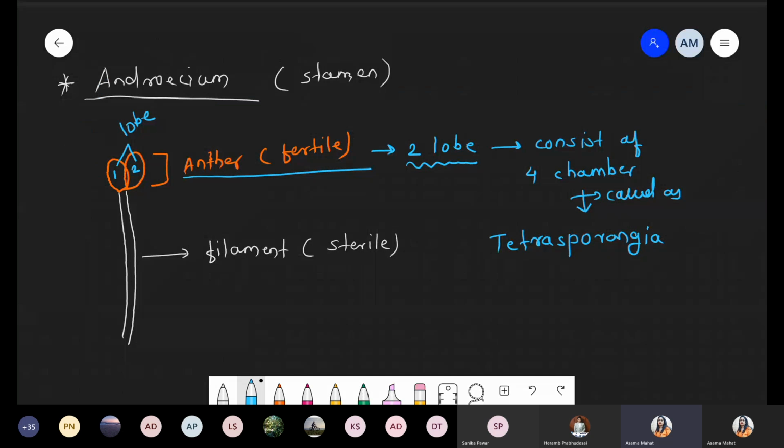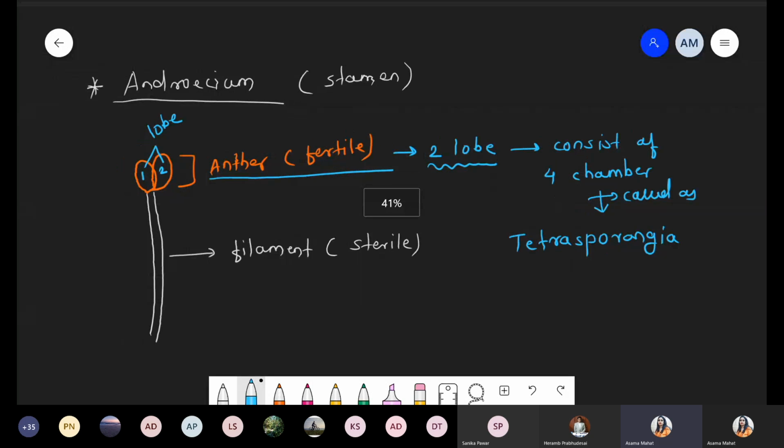So we are talking about the anther. The anther is the fertile part. How many lobes does the anther have? It has two lobes. Completely, those two lobes consist of a total of four chambers. So I'm taking the diagrammatic representation only for the anther. Just cover this part. I'll draw what is the meaning of chamber and what is the meaning of lobe.